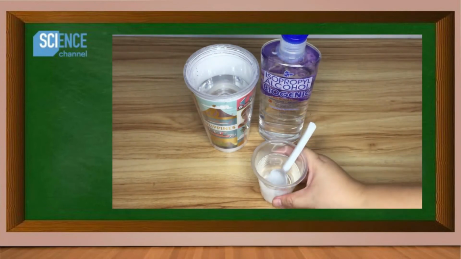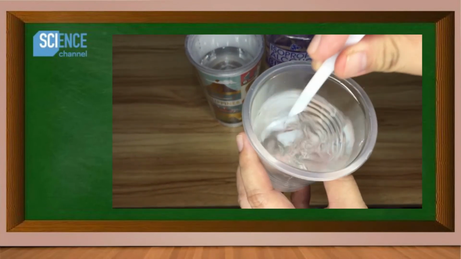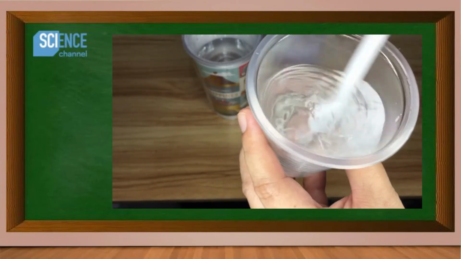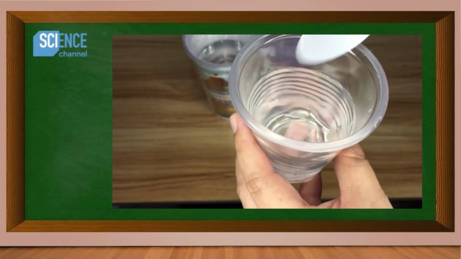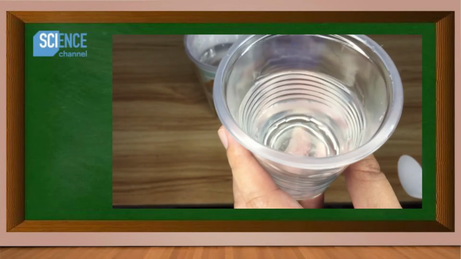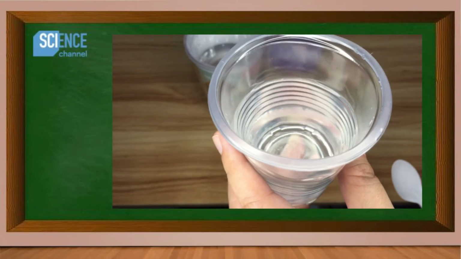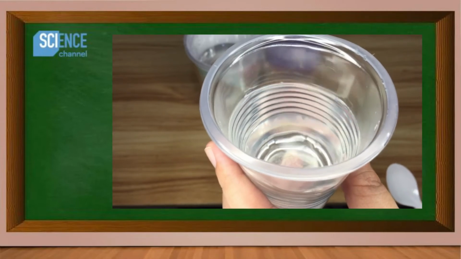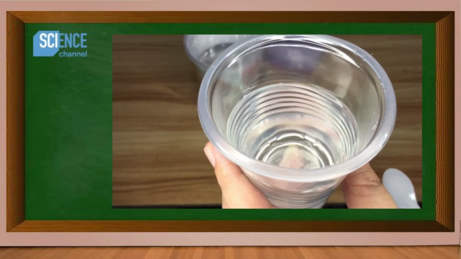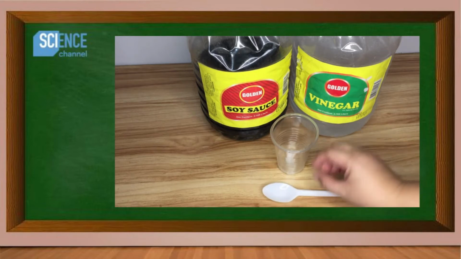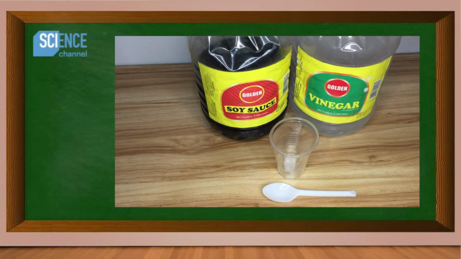Using the spoon, mix the materials. After mixing or combining the materials, observe what happens. Seek the assistance of your parents or guardians in doing the following activities. For our next experiment, prepare the following materials: plastic spoon, drinking glass, soy sauce, and vinegar.